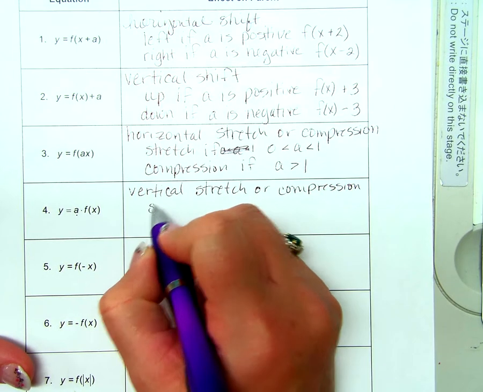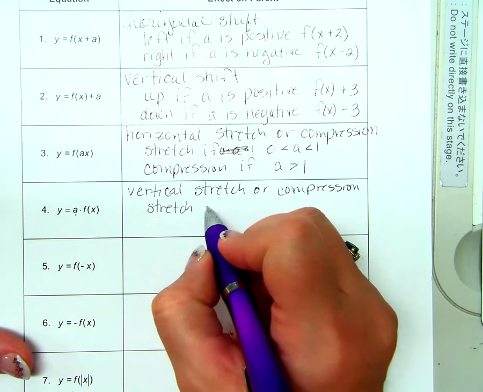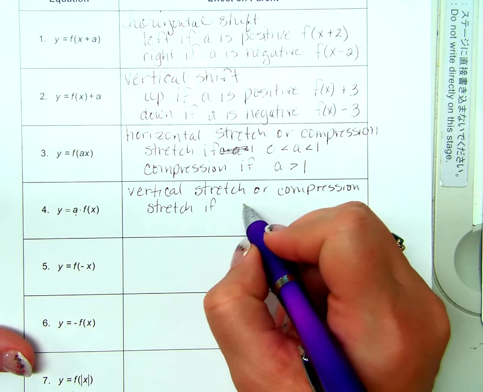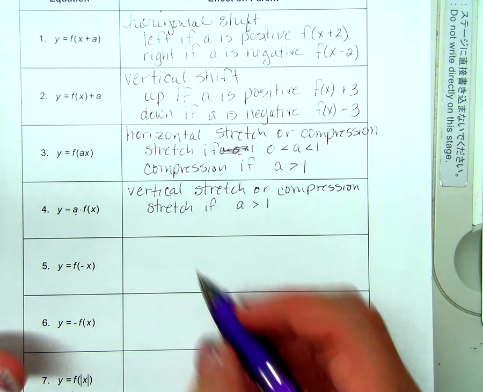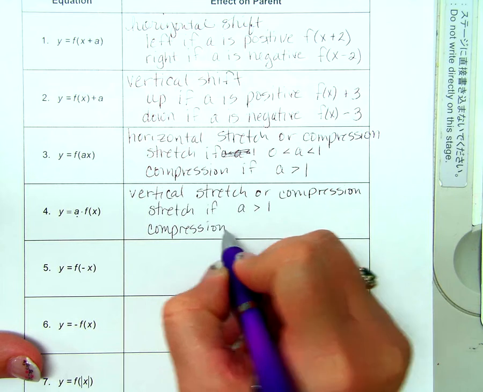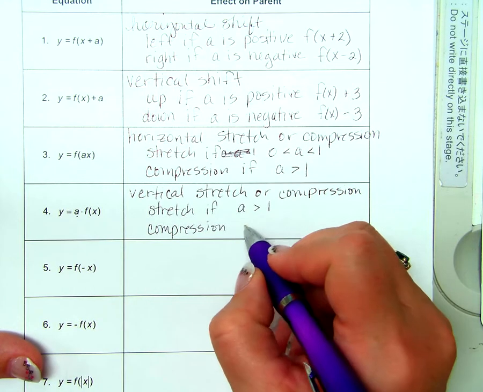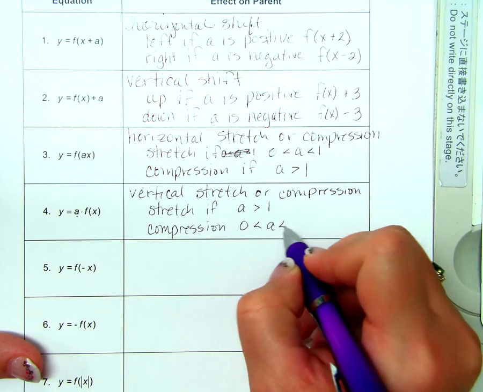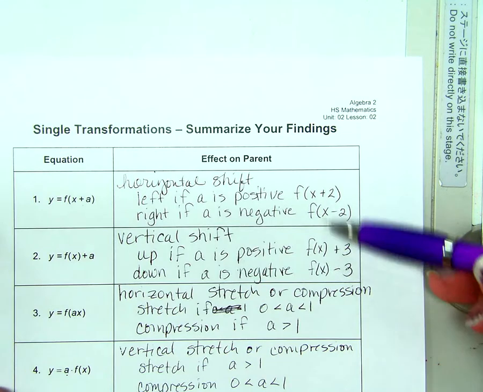What makes it a vertical stretch? If A is greater than 1. What makes it a compression? Greater than 0 and less than 1. So, like that, right? Now, is that opposite of what's above that? Yeah, but hopefully you notice these are opposite as well, right? Okay.